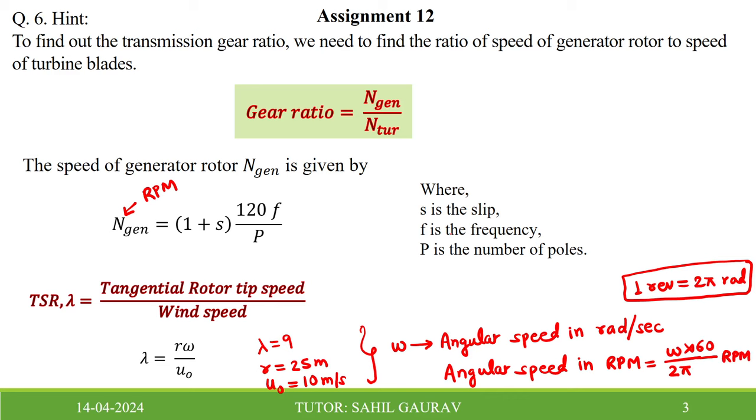Now you have got the speed of the generator rotor in RPM, as we have calculated with the help of the first expression, n generator is equal to (1 plus s) into 120 by p. And this will be n for the turbine blades, the angular speed of the turbine blades, the tip of the rotor. So this will be n2, the speed of the turbine blades in RPM. So just substitute these values, you will get the answer.